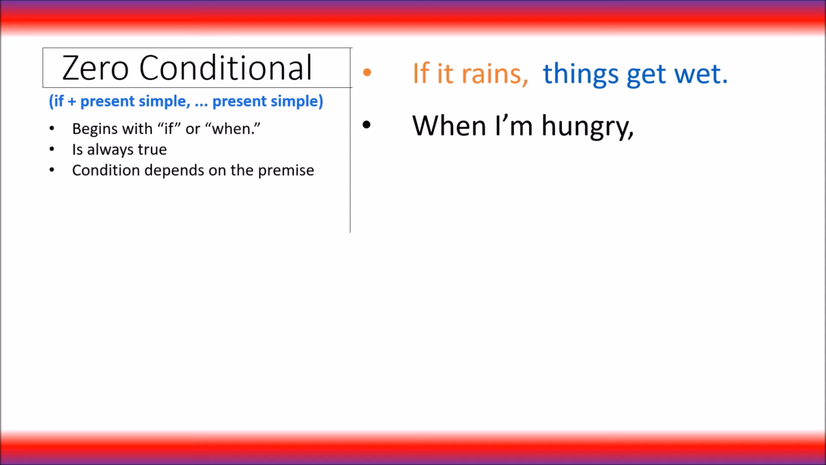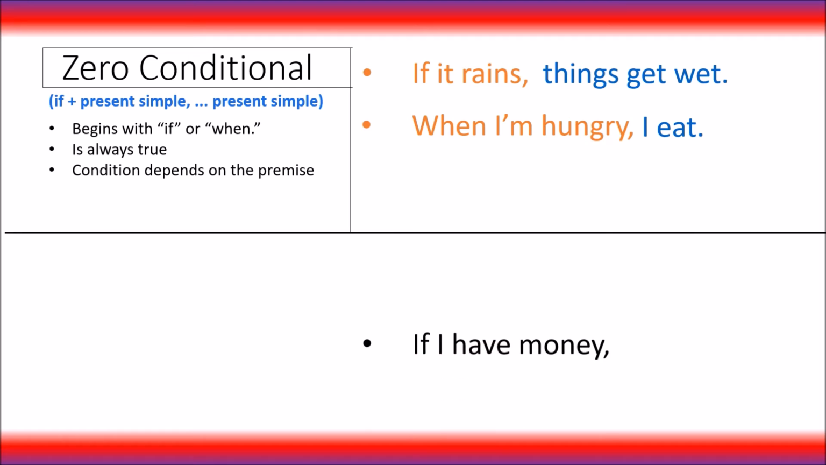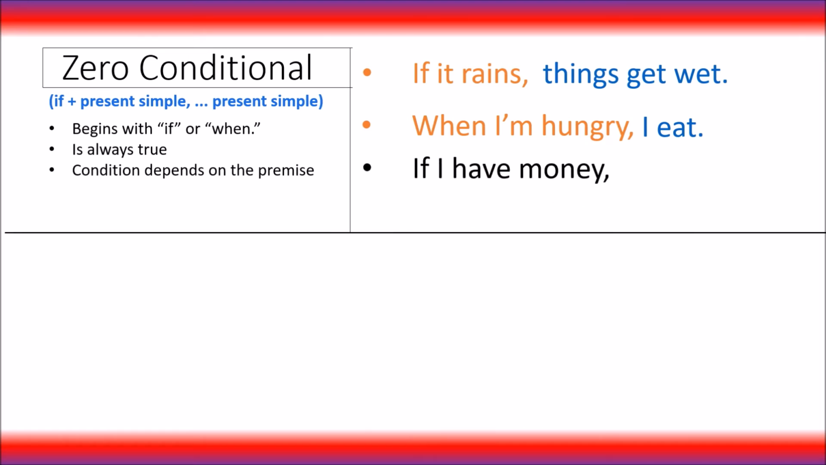Another example, when I'm hungry, what do people do when they're hungry? Usually they eat. So we're going to be thinking that they eat in this case. When I'm hungry, I eat. What is the premise? I'm hungry. What do I do? I eat. And the next one, if I have money, I spend it. This is not true for everyone, but for this particular person, it is true. So the premise is, if I have money, and what do they do? They spend it.